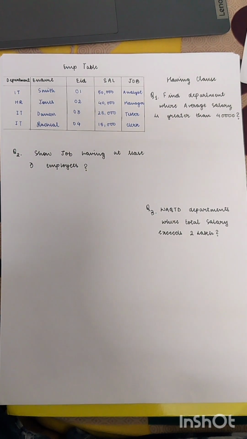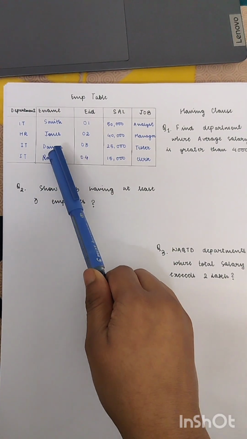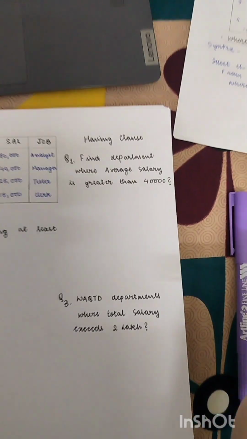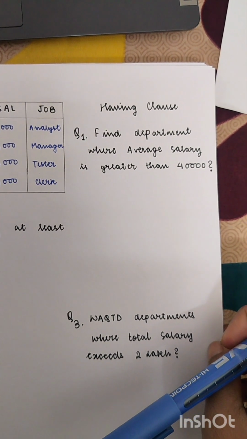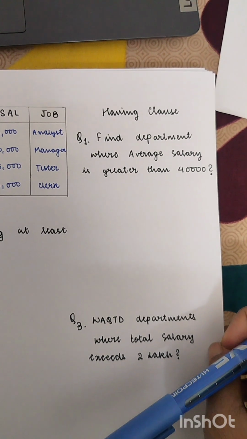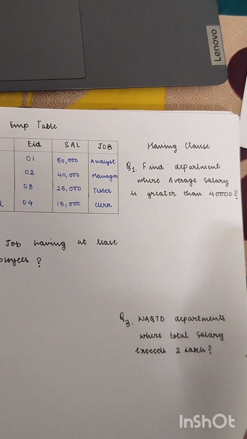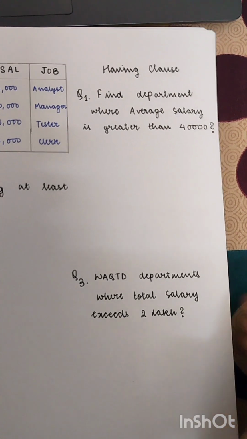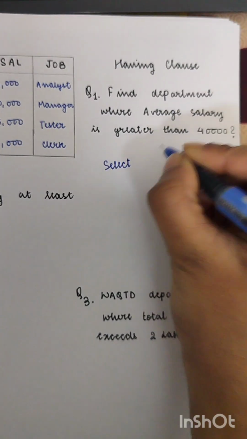Moving into having clause. Now this is the table where we have department, name, EID, salary and job. So let's dive into the question. Find department where average salary is greater than 40,000. So let's find that department where the average salary is greater than 40,000. So now how we will write it? First of all, we have to find the department. So we will select department.